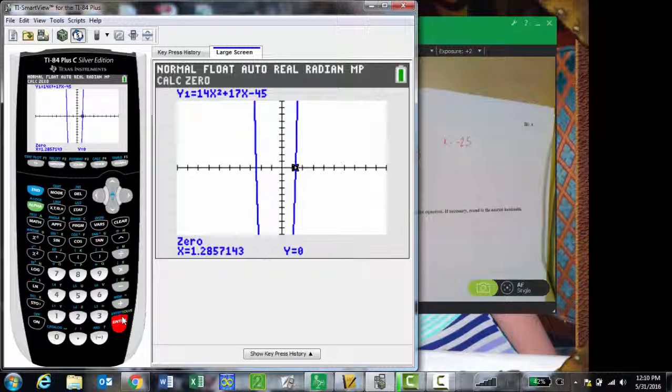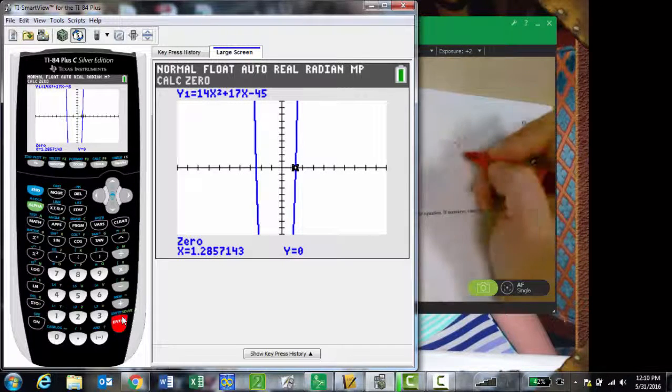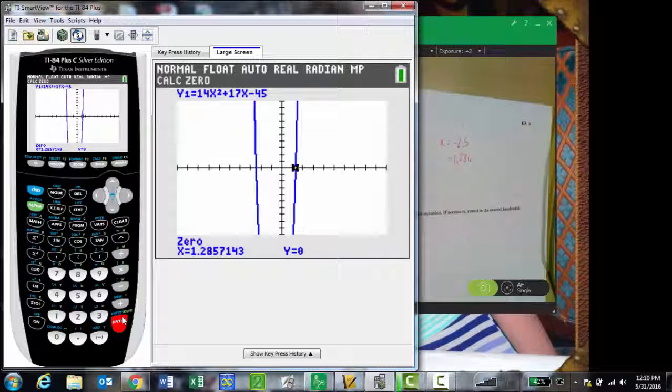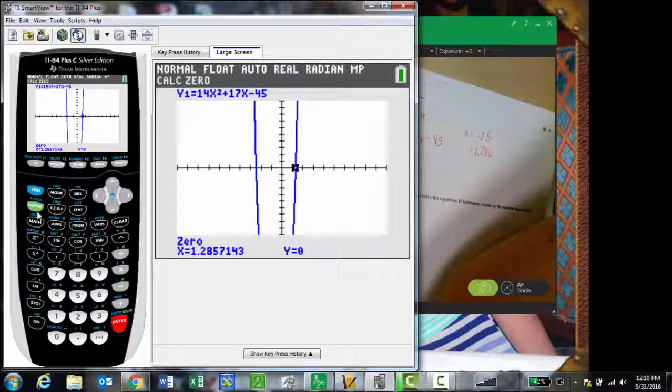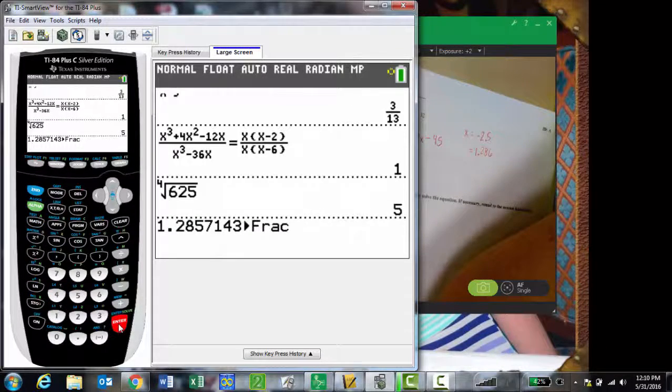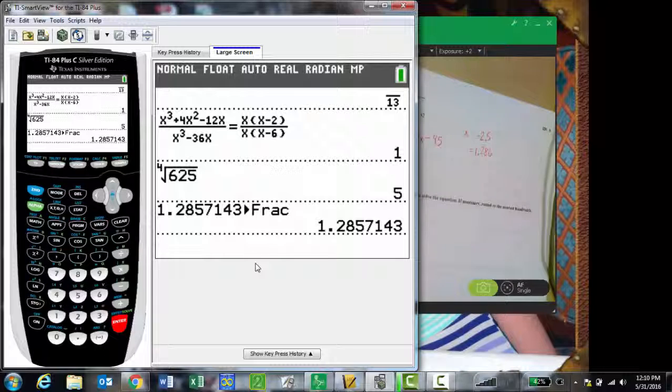Ooh, nasty. 1.285286. That's interesting. I wonder if that's rational. 2857143. Nope. So those are the two answers for that one.